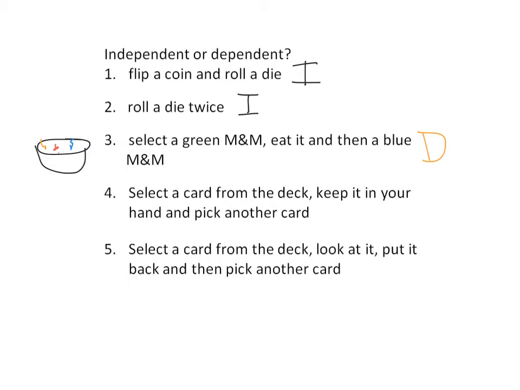All right, the next two are both about cards, and look at the difference between them. Number 4, select a card from the deck, keep it in your hand, and then pick another card. Versus number 5, select a card from the deck, look at it, and then put it back in the deck, and then pick another card. Notice that this situation is independent. The second event isn't impacted by the first one because we put the card back. However, the other is dependent because you selected the card and kept it in your hand, and now the sample space has been impacted for the second draw.